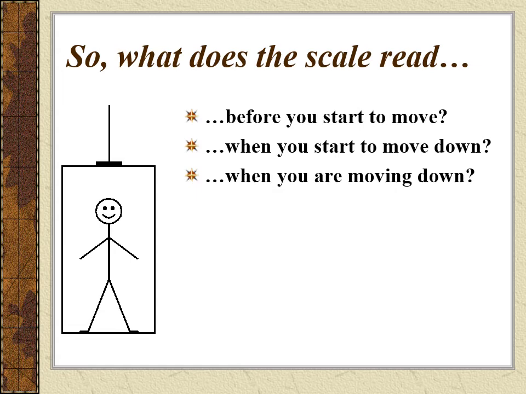Now we get to a point where we're moving at a constant velocity. As we're moving downward at a constant velocity, that means that there's no acceleration. With no acceleration, there's no net force, which means the upward force and downward force, the scale reading and his weight, have to be equal to each other. So the scale is going to read exactly equal to his weight.